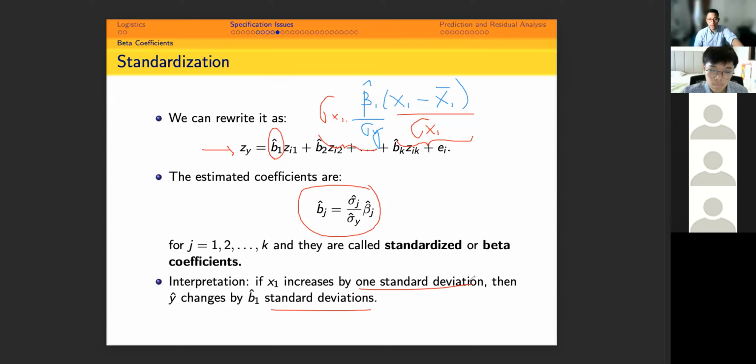So you would do the interpretation as any variables that we've learned in the past, but the unit changes to standard deviation. Again, what does b1 hat indicate? b1 hat indicates the change in y if x1 increases by 1 standard deviation. I'm going to stop here for the beta coefficient. Any questions on the concept and the idea before I move into Stata to provide you with an example?